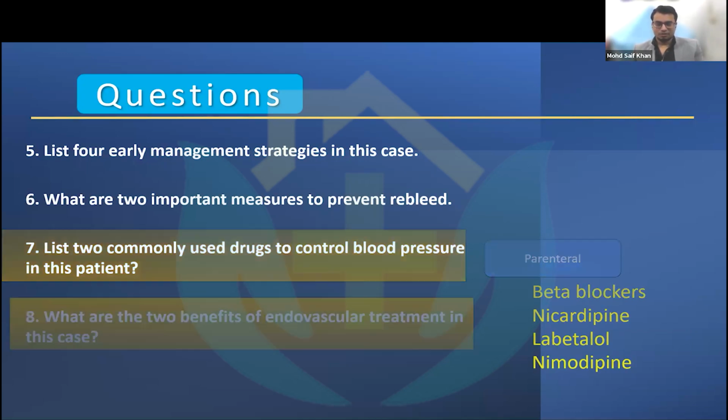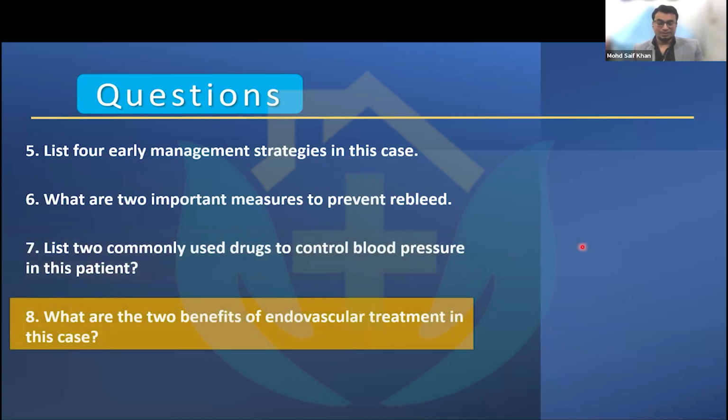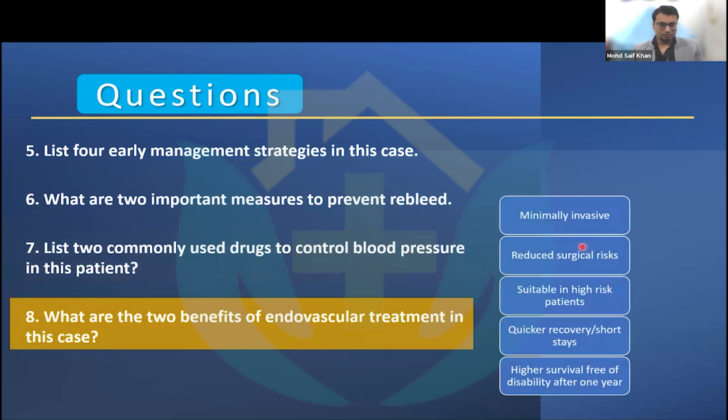Okay, what are two benefits of endovascular treatment in this case? It is in general. In general, endovascular treatment is favored, but you should know various benefits also. So what could be the benefits? Surgery is avoided, craniotomy is avoided, less hospitalization, and minimally invasive. All these are advantages.